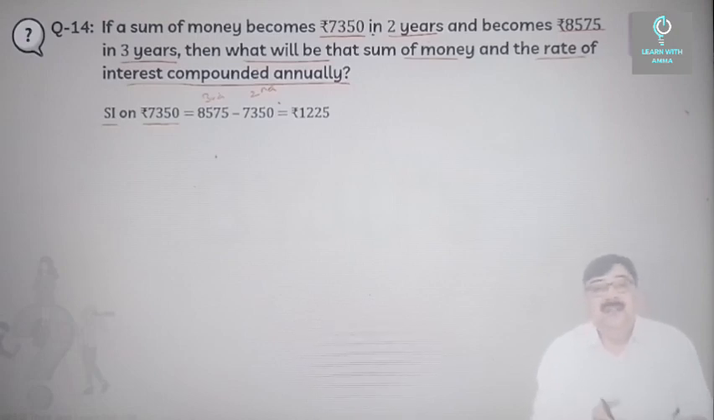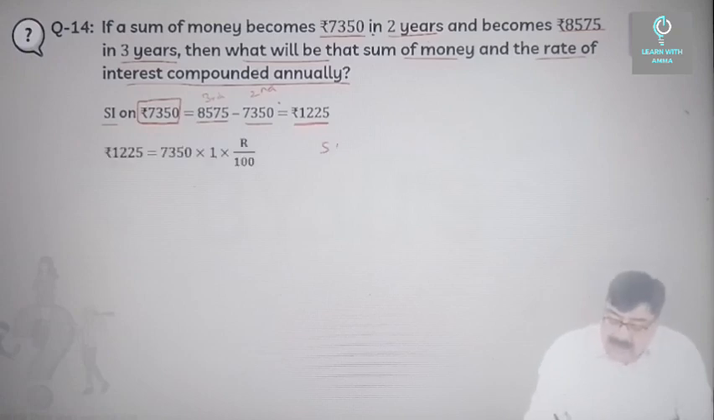Simple interest, we can always calculate for any of the years. So let us say my principal at the end of the second year is 7350. So how much is the interest charged? If I'm taking the principal as 7350, then the interest charged here is rupees 1225. The difference between the amount obtained at the end of the third year and the amount obtained at the end of the second year, so simple interest is known to you. You can say that this is a simple interest.